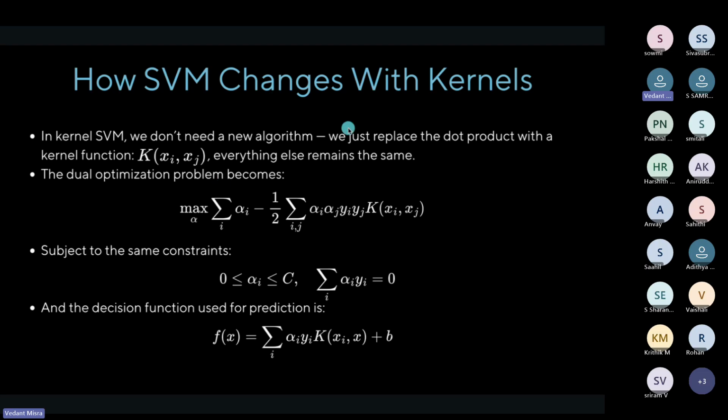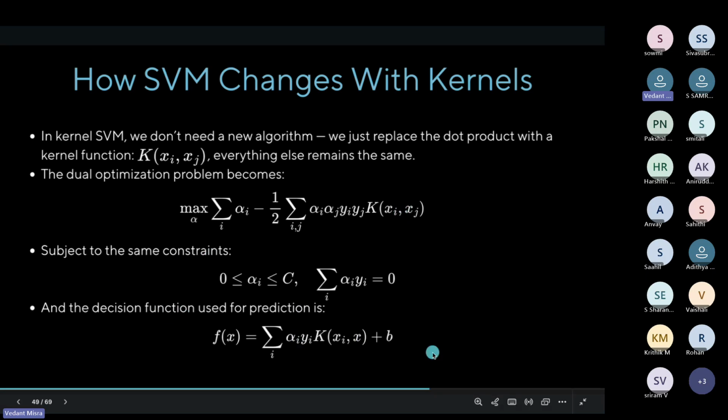And if we see how SVM changes with the kernels, in kernel SVM, we don't need a new algorithm because we just replace the dot products with the kernel function. Everything else remains the exact same. So if you look at our dual, initially this thing was xi dot xj, but now it just becomes kernel of xi and xj. The constraints are still the same, and the decision boundary, initially it was w x plus b, and w was sigma alpha yi xi. So we replace that xi x with K of xi, x.